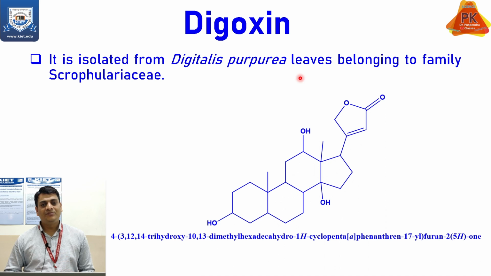This is the structure of digoxin and this is the IUPAC nomenclature of digoxin. In the structure you can see that it contains mainly a steroidal ring, which is the basic nucleus, and apart from this it contains a 5-membered lactone ring. We will discuss this ring later.